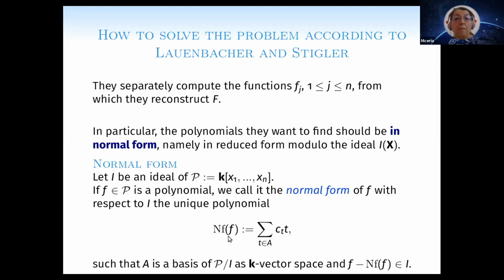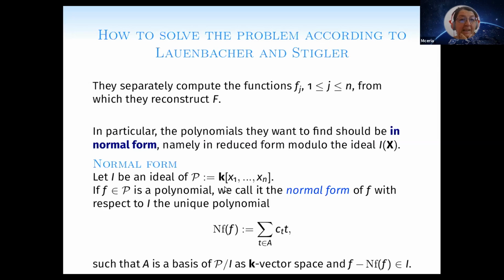So how do Laubenbacher and Stigler solve the problem? They separately compute the function f_j, and then they reconstruct the whole f. And in particular, those polynomials f_j are the polynomials that they want to be in normal form, reduced modulo the ideal I(X), where I(X) is the ideal of points of X, and X is my set of points. In particular, what does it mean to be in normal form?